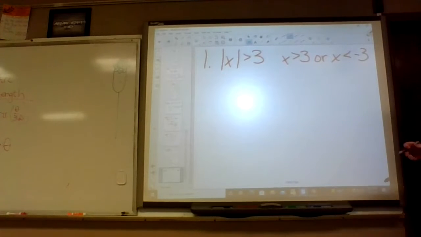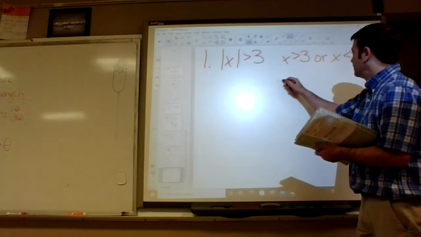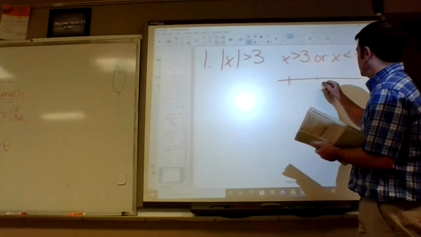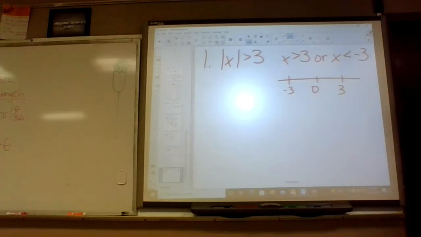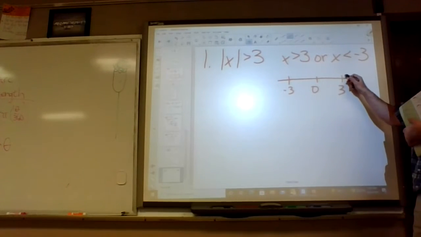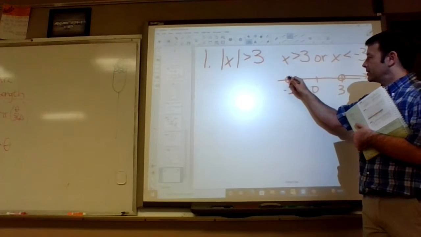How do I graph? Okay, 1 through 8 is actually graphing. How do I graph that? We're just gonna make a really simple graph here. Negative 3 and 3 need to be on there. X is greater than 3, so that would be this, or less than negative 3, that would be that.